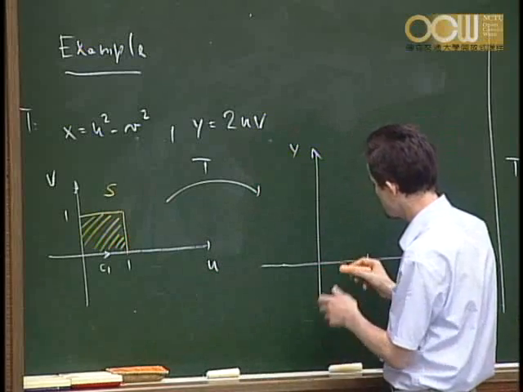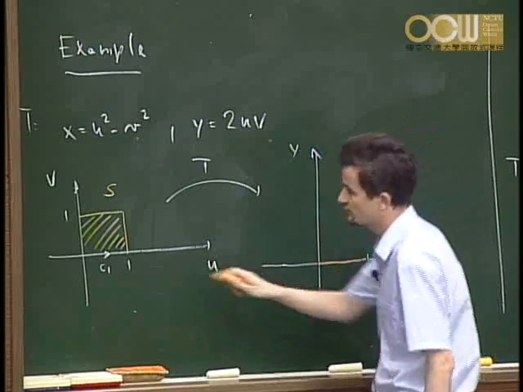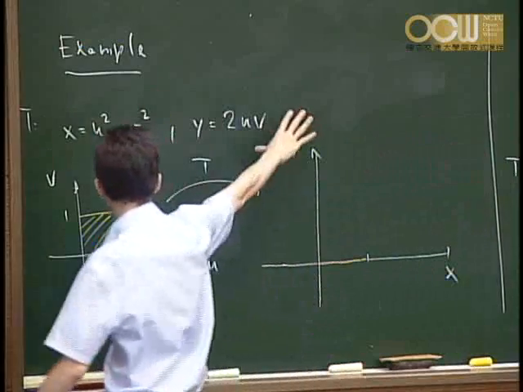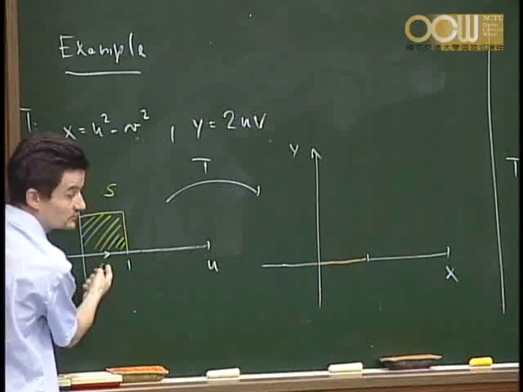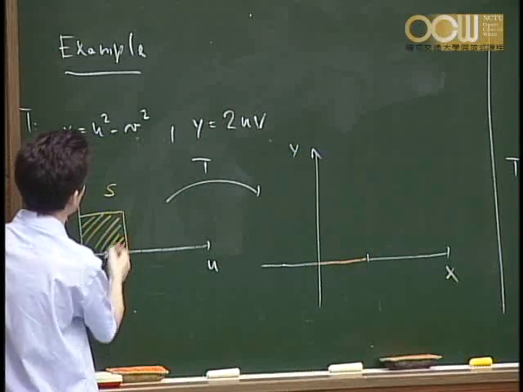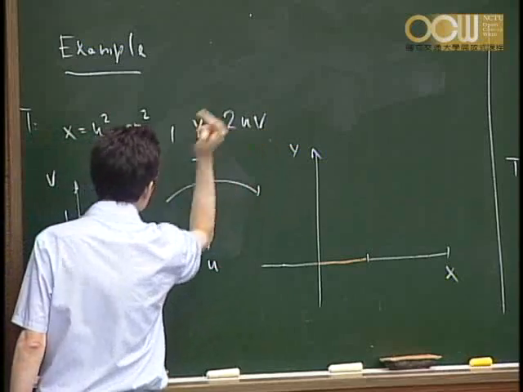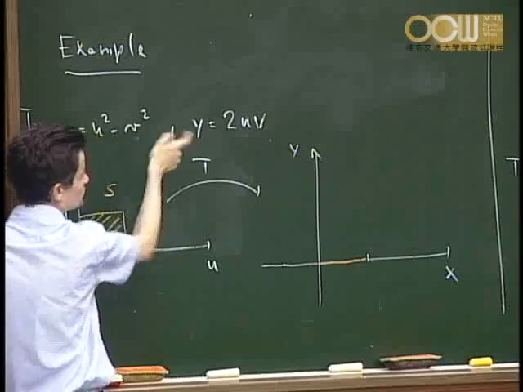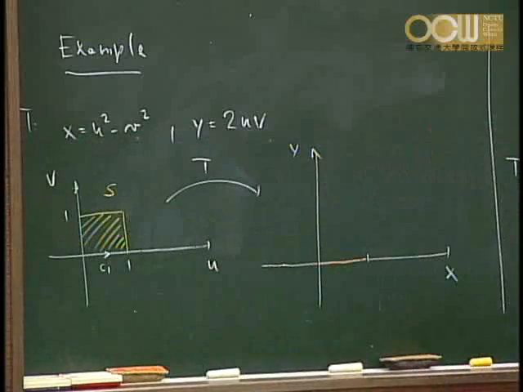Okay, so this will be the image of this part here. You just have to take these expressions and plug in V is equal to 0, with U between 0 and 1. So Y is equal to 0, and here you have X equal to U squared, U between 0 and 1. So you walk like this.